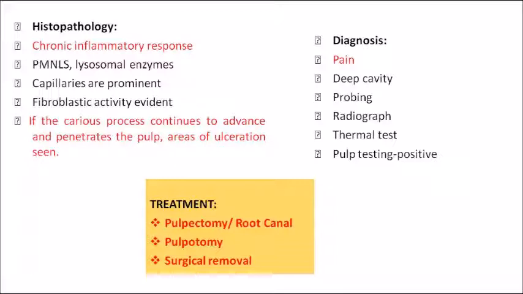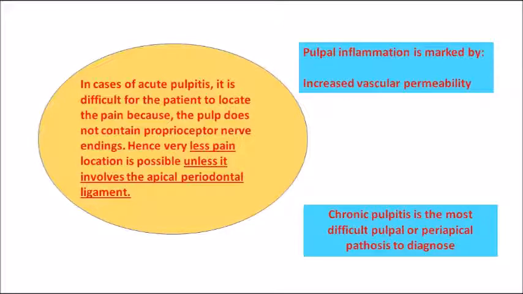Now when considering the treatment, there is only one treatment aspect which is very important, that is pulpectomy or root canal treatment. Sometimes pulpotomy or surgical removal can also be opted based on the clinical scenario. So the main treatment for irreversible pulpitis is either pulpectomy or root canal treatment, or you remove the tooth itself. Acute and chronic differ in wording: acute is for a 2 to 5 days duration, and chronic is more than that. If the pulpitis has been there for more than 1 week, then it is the chronic stage.